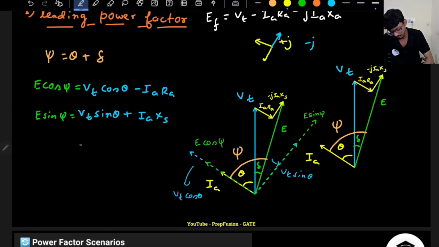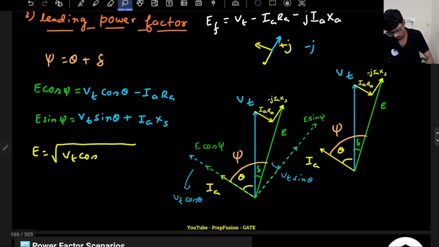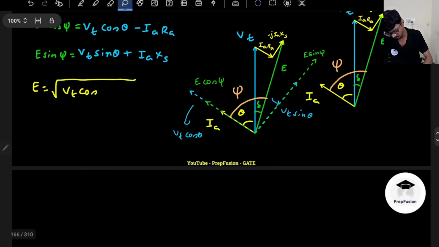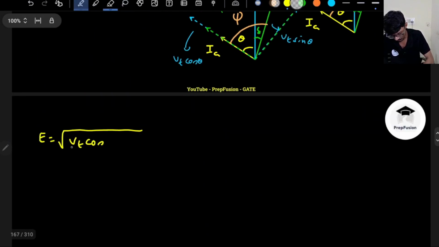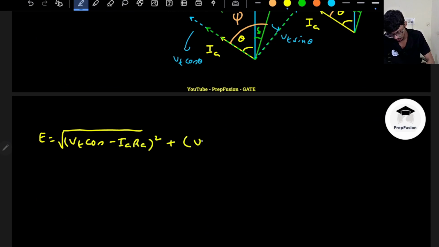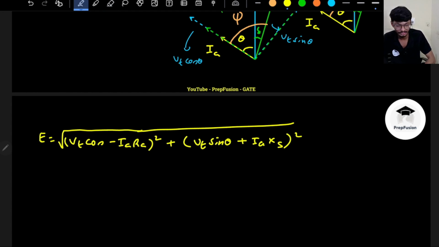So from here I can get the relation for my E, again the same thing. I will write it on the next page. Cos theta will remain the same, the other part will change. This time it will be Vt sin theta plus IXS. It becomes plus XS, whereas previously it was minus XS in the case of a lagging load. Now it is plus XS for a leading load.